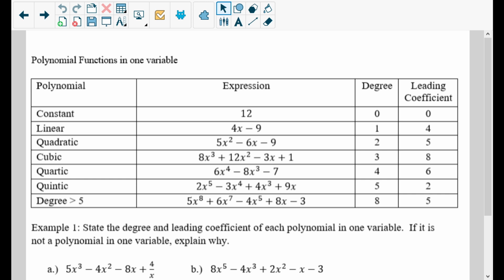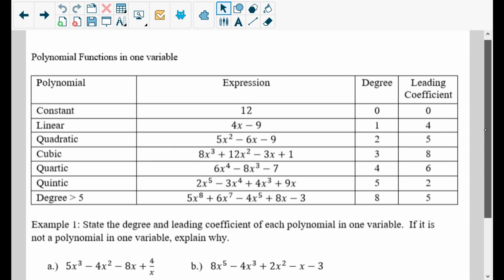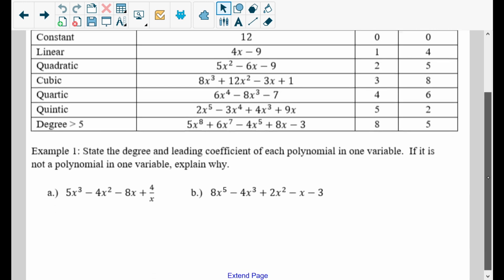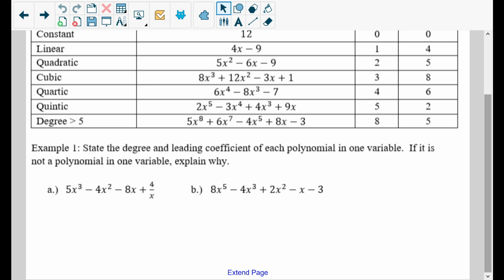So in example 1, state the degree and the leading coefficient of each polynomial in one variable. If it's not a polynomial in one variable, explain why. So take a look here at example A. Is this a polynomial? Well, as we did in one of our earlier sections, this is not a polynomial. Why is it not a polynomial? Because of this x in the denominator. So this is not a polynomial.